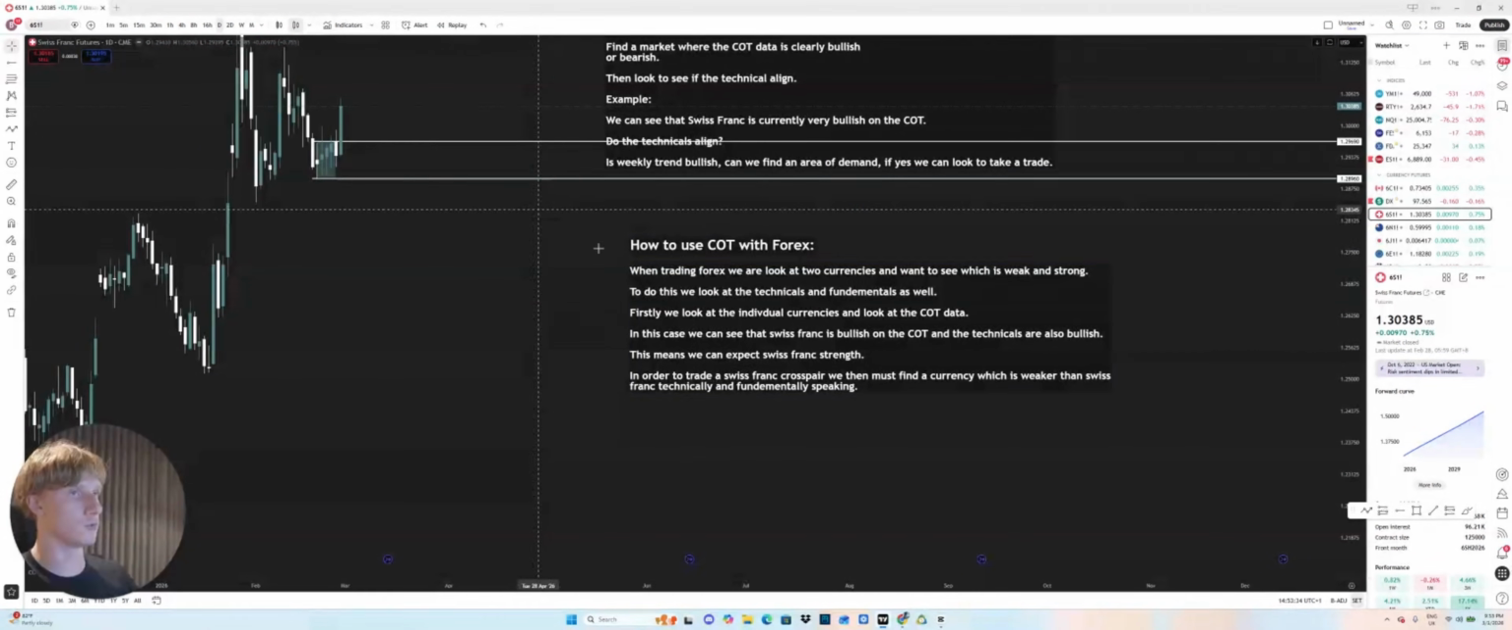Let's go back to the Swiss franc. Cool. So fundamentals, technicals, everything is aligning on the Swiss franc. That's absolutely great. So now we need to scan through and see if there are any other currencies which are weaker than the Swiss franc. So the exact same process applies. We're going to go to the different currencies and see, okay, fundamentally, which one is weaker with the COT data than the Swiss franc? Once we have identified that, we then look further into the technicals to see if they are aligning. Remember, fundamentals, then technicals. That's the way that you have to do it.